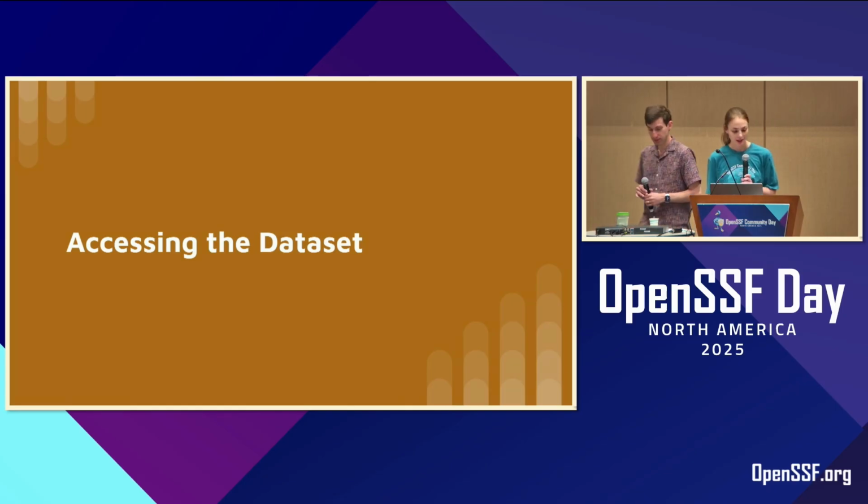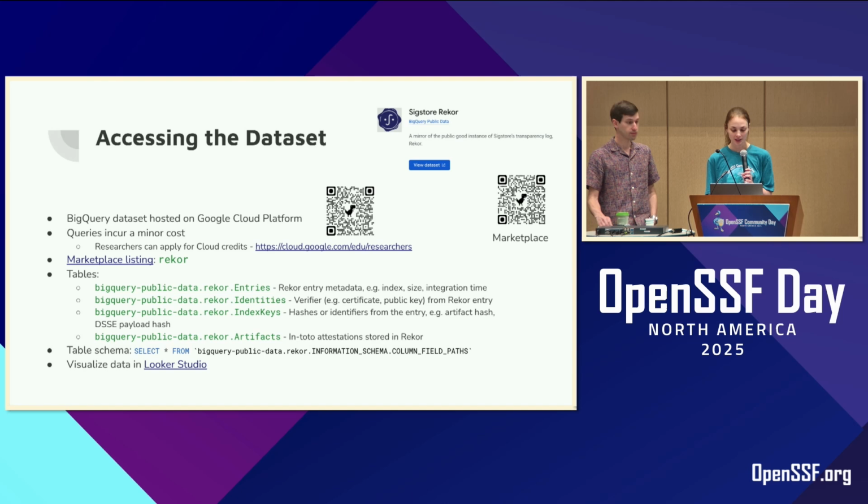These insights are just scratching the surface of what this dataset can provide. We'd like you all to use this dataset as well to learn more about Sigstore signed artifacts. To access the BigQuery dataset, you'll need a Google Cloud Platform account. This was the simplest way for us to provide the data, as it wouldn't be feasible to frequently distribute and update a 100 gigabyte file. Queries will incur a minor cost. If you're a researcher, we've included a link where you can request cloud credits to pay for queries. You can access our dataset via the marketplace listing we've linked on the right.